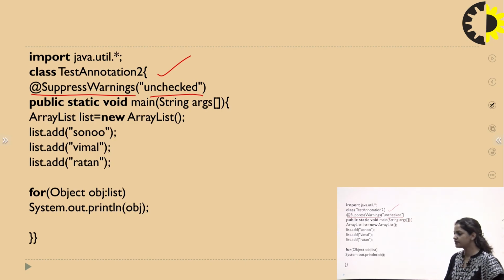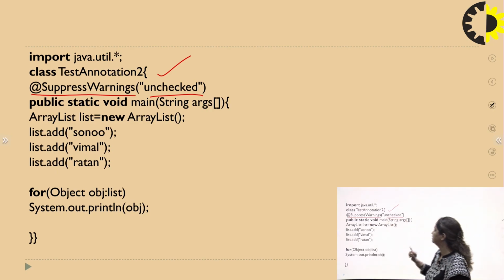Unchecked are the exceptions. So there are some unchecked exceptions we want to suppress in this program. If there are some exception warnings being created by the program that do not need to be displayed in the output screen, we use this SuppressWarnings. Okay, so I have passed in this particular parameter.